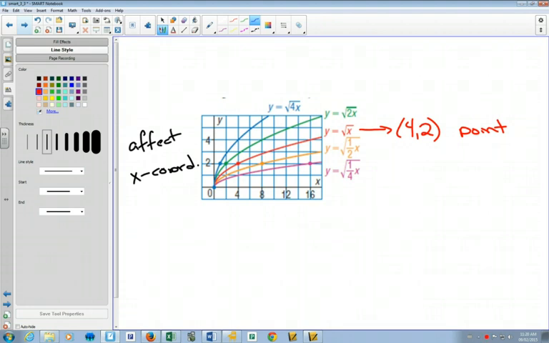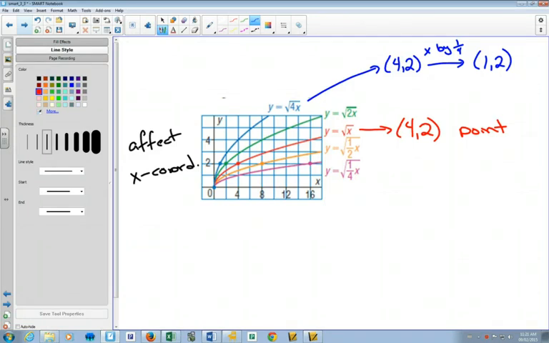So when we have a 4 inside, we take our original point, which was 4, 2. We say, what is our transformation? And instead of multiplying x by 4, we multiply it by the reciprocal, x by 1/4. And if we do that, we get the point 1, 2. So this is a horizontal compression by a factor of 1/4.